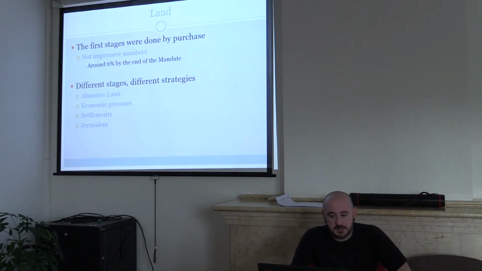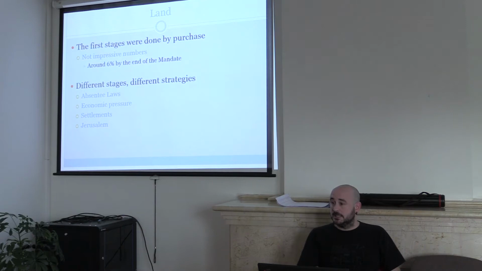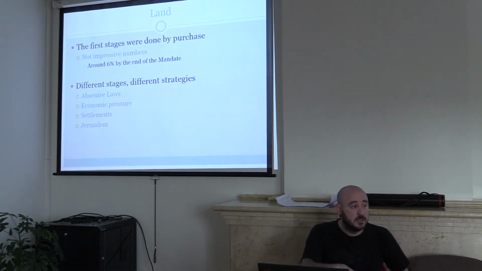As I said, the first stages were done by purchase, but they were not impressive numbers. 6% doesn't sound like a lot, but if we look at that 6% of land in terms of the different types of land in Palestine, which Sami Hadawi divided into 3 different qualities, that 6% is the most fertile land in Palestine, and it comes out, roughly in numbers, to almost 25% of the most fertile land in Palestine.